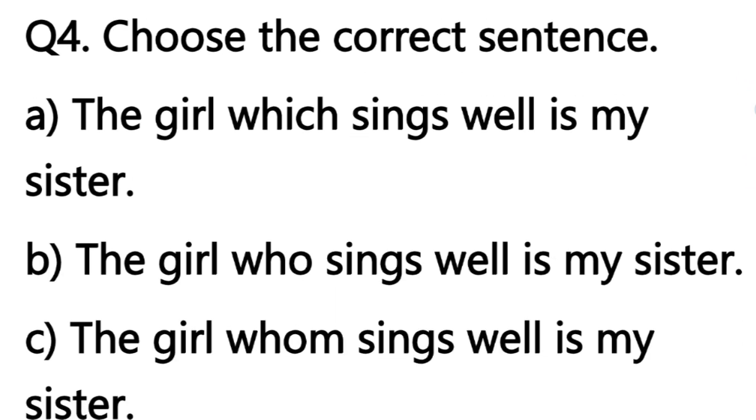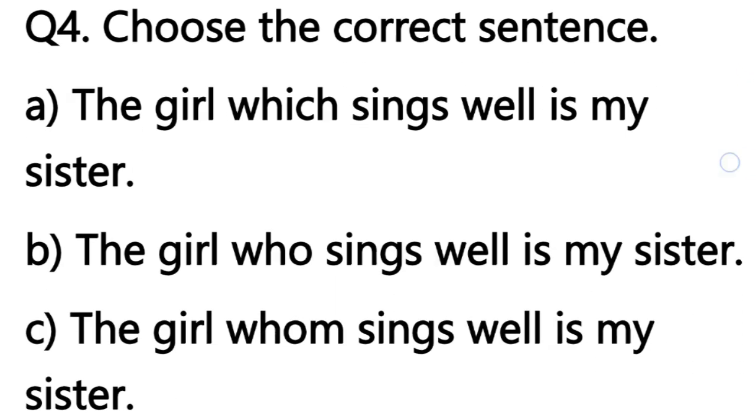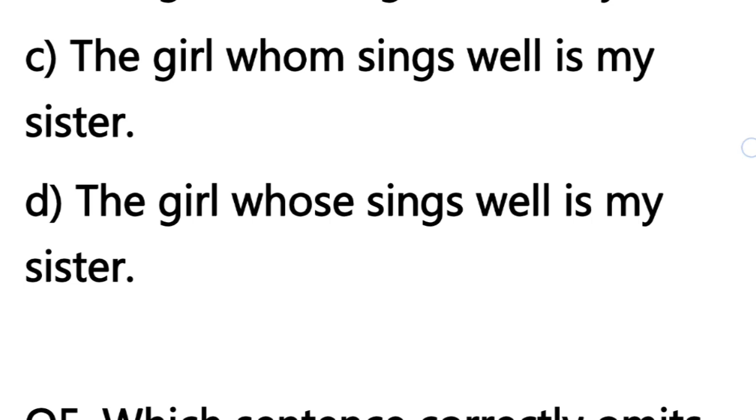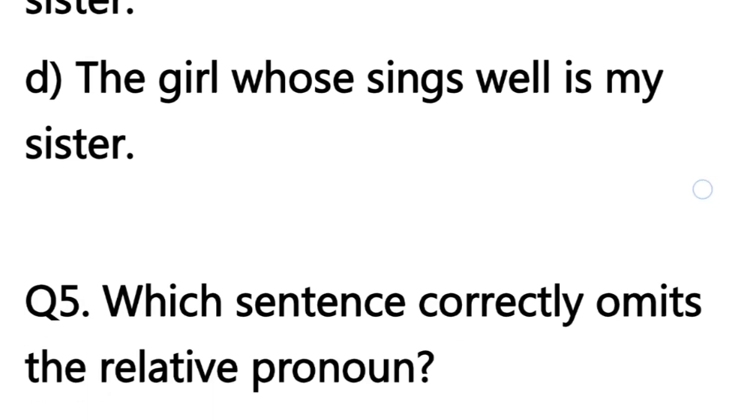Now question number 4, choose the correct sentence. Option A, the girl which sings well is my sister. B, the girl who sings well is my sister. C, the girl whom sings well is my sister. Or option D, the girl who sings well is my sister.